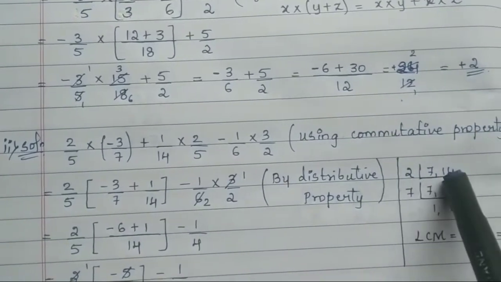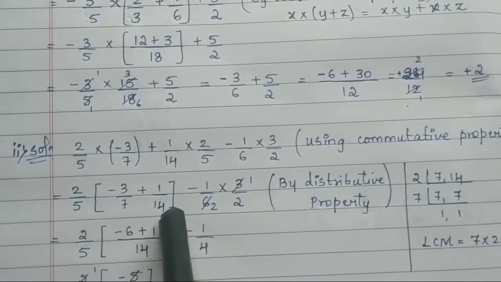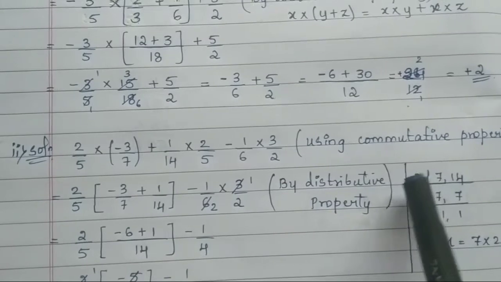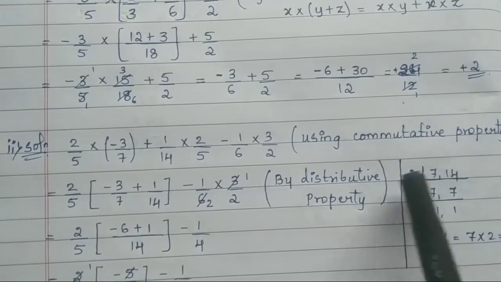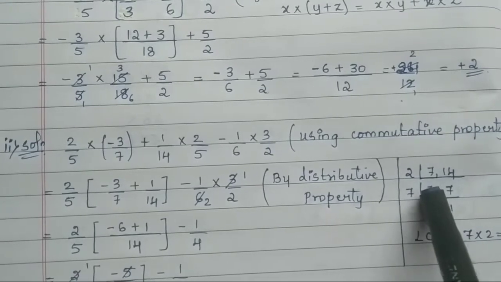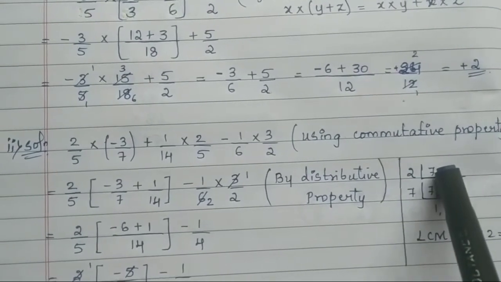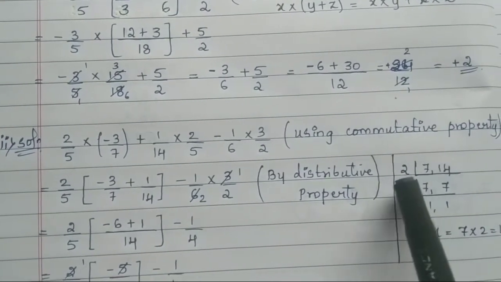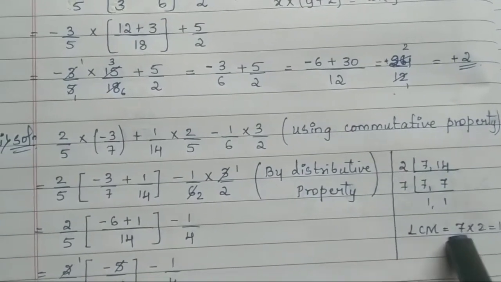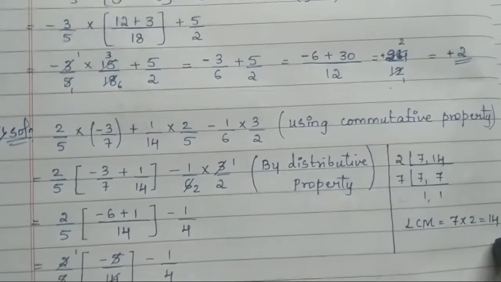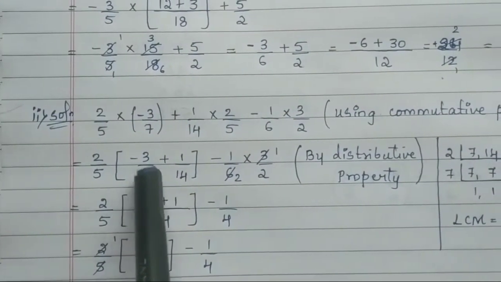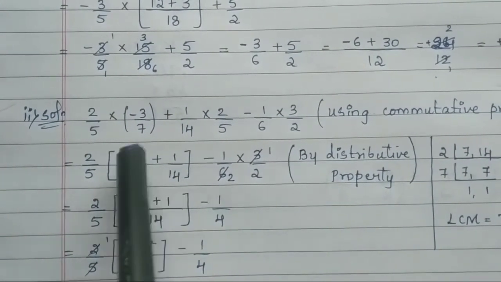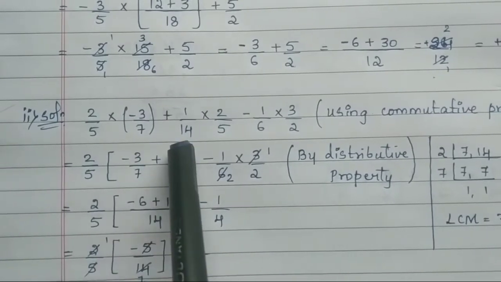So 7 and 14, we have to take the LCM of 7 and 14. 2 7s are 14. See, this 7 cannot be divided by 2, so 7 we keep as it is. 7 1s are 7 and 7 1s are 7. LCM is 7 into 2, that is 14. So we will take the LCM as 14. So 7 2s are 14 we are getting. Similarly here we will get 2.